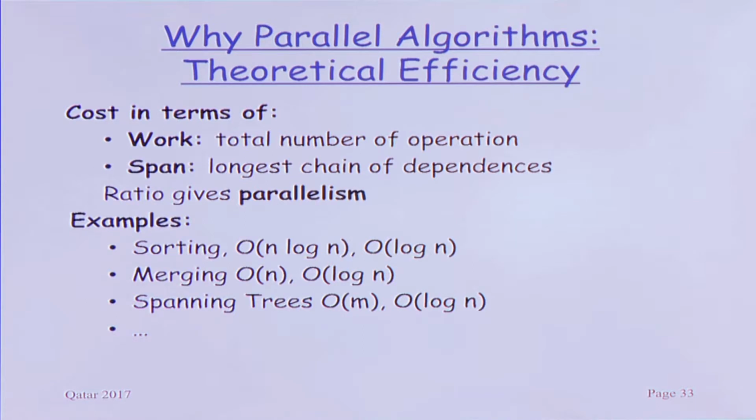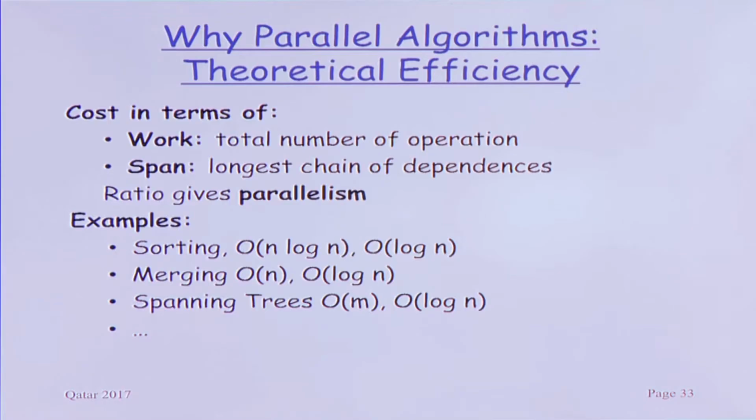You can talk about, instead of in the sequential world the number of steps or the time taken by an algorithm. In the parallel world, you talk about two measures. One is the total number of operations, which turns out to be very similar to the idea of time in sequential. So the number of operations you run in an algorithm. But that doesn't tell you enough. It tells you that it could be sequential, it could be parallel. You also need to know the longest chain of dependencies.